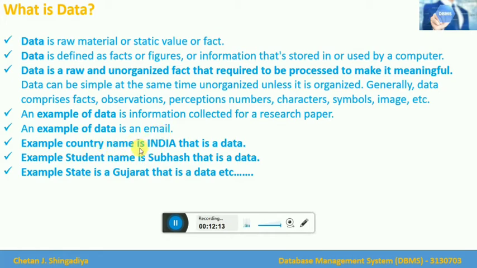Country name India, it's an example of data. Student name, here I have written Subhas, that is once again data. An example state is Gujarat, which is nothing but an example of data. So friends, this is the definition of data and examples of data. I hope you understand what data is, how we can categorize data, and how we can understand it in the form of examples.